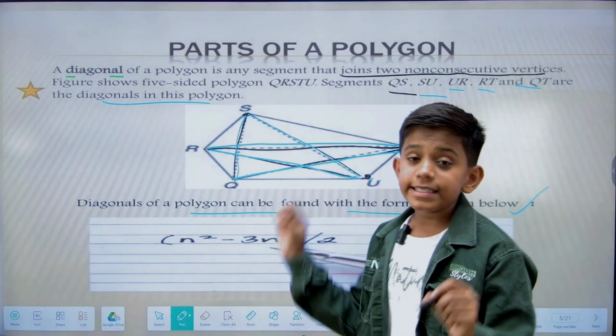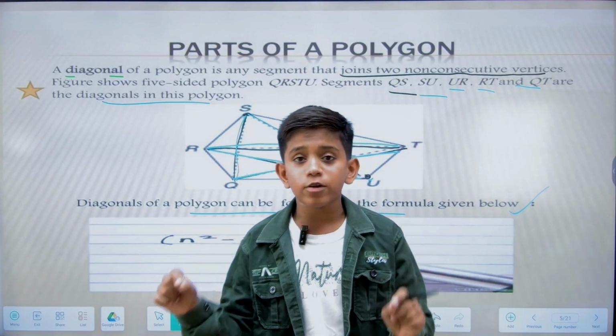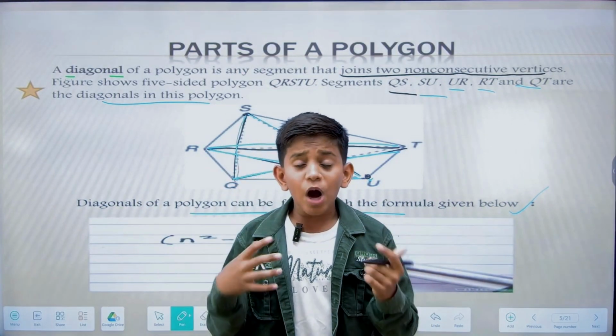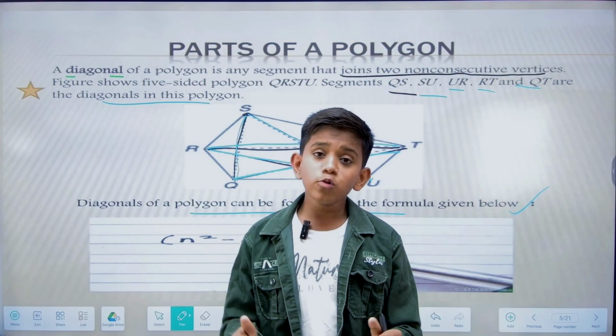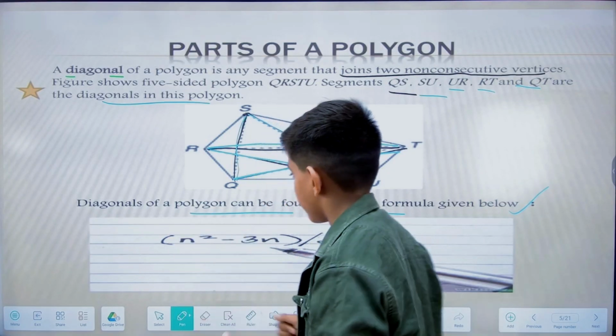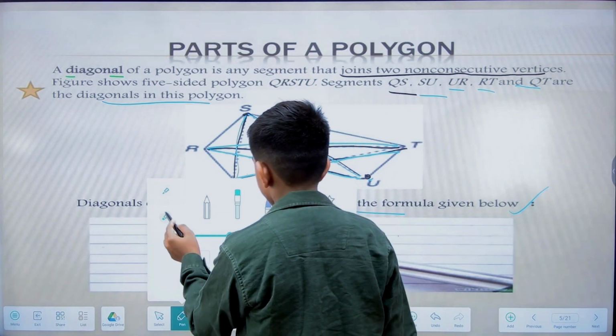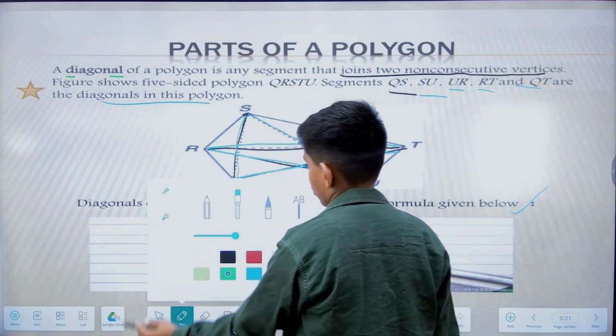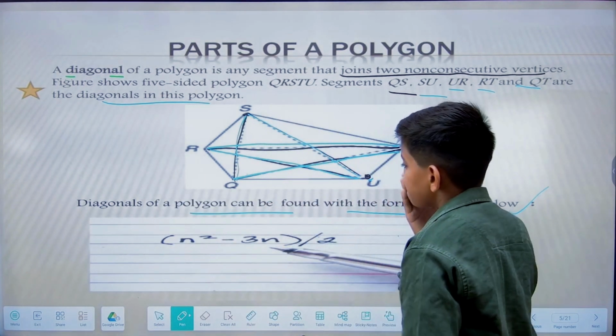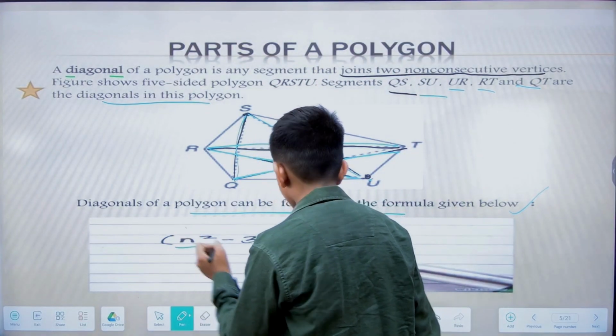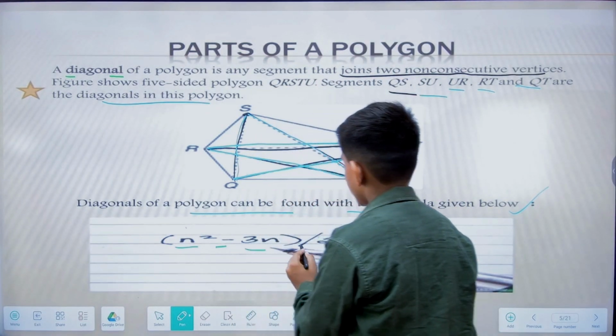Listen carefully. This is a very important formula to find the diagonals of the given figure. How many diagonals are there in the given figure? How to find out? By this formula you can find it out. How? Let's see. What is our formula? n squared minus 3n divided by 2, where n is the number of sides.